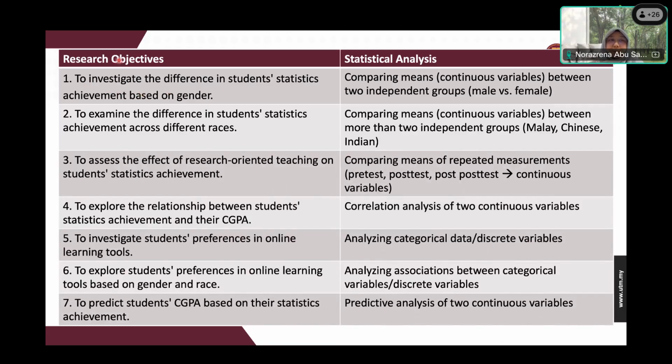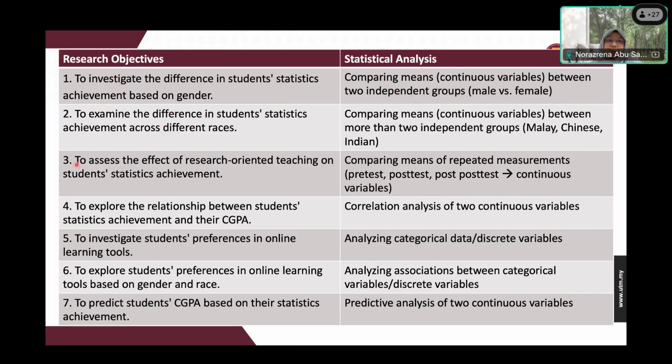This is an example of an objective: to investigate the difference in student statistics achievement based on gender. For example, I want to study the difference in achievement between genders. So gender, for example, there is male and female, so 2 independent groups. This achievement is examination scores, so continuous variables. Number 2, different races, so more than 2 independent groups.